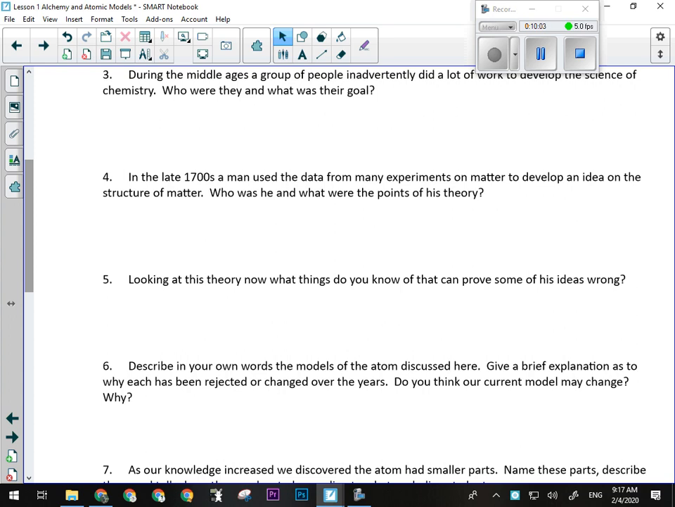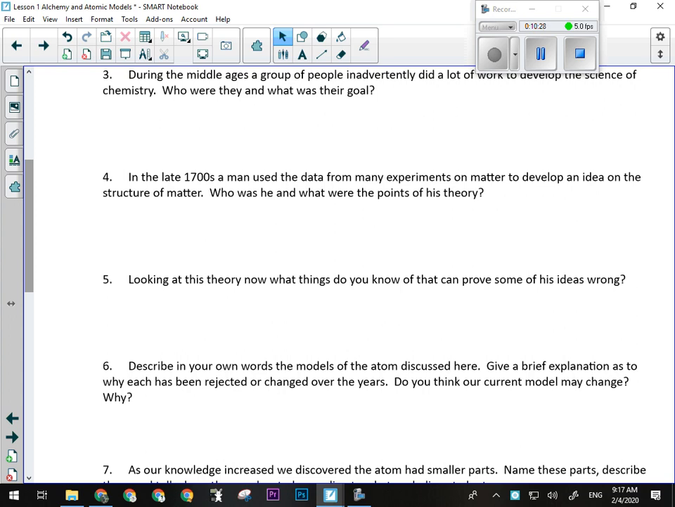Looking at his idea now, what things do we know of that can prove some of his ideas wrong? It's based on you can technically split atoms. Yes, with today's technology, we can technically not only split atoms, we can also fuse them. In fact, fusion is a natural process that basically gives life to Earth because it's what powers the sun.